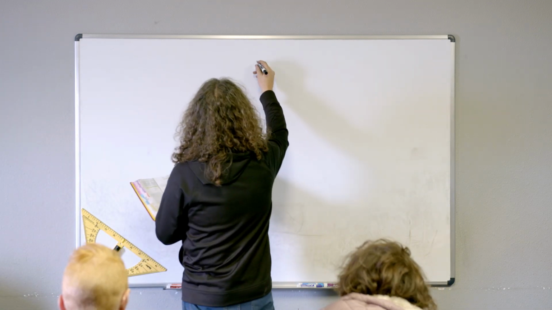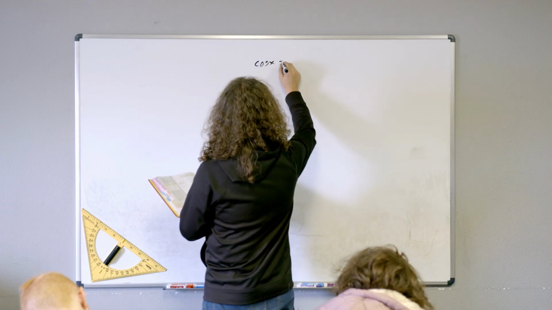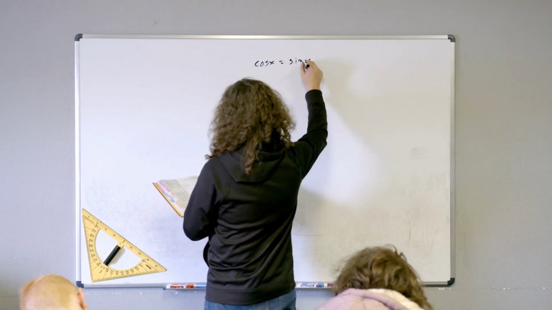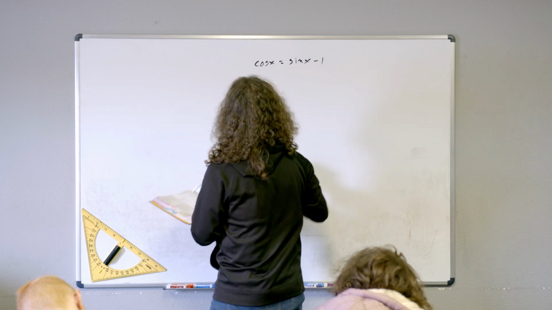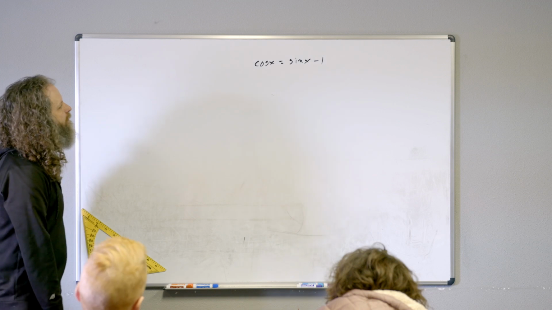That one's the cleanest. Cosine x equals sine x minus 1. This is a great problem. It's kind of almost funny.